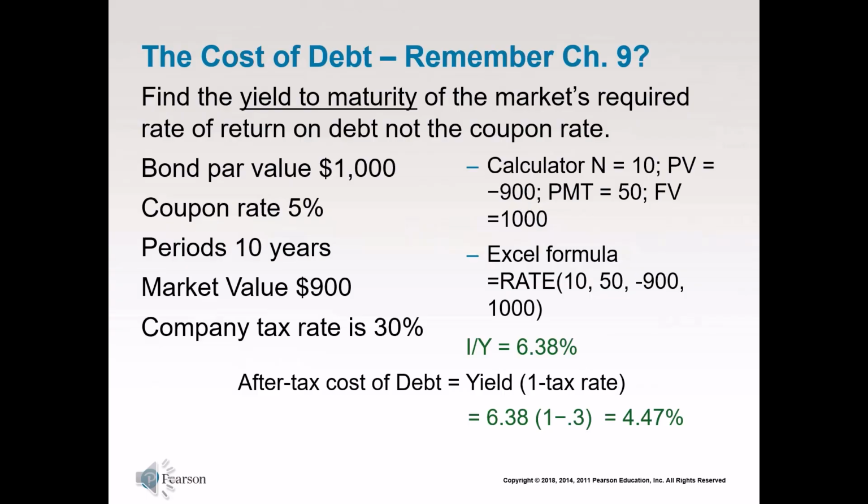We're not done yet because that is the before-tax cost, and for weighted average cost of capital, we need to identify the after-tax cost. We'll do that by deducting 30% of the 6.38% and getting a final after-tax cost of debt of 4.47%.